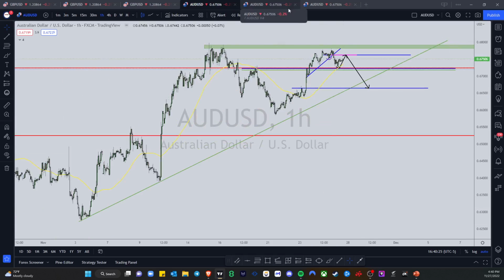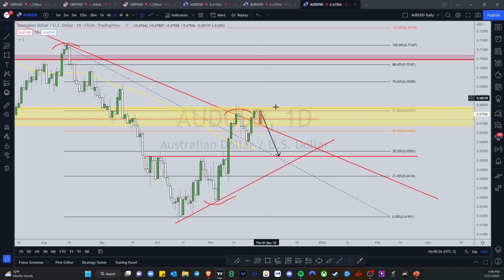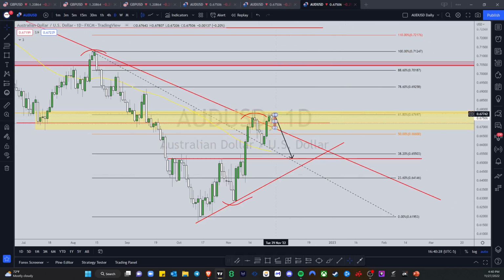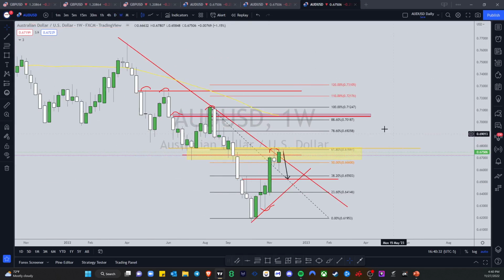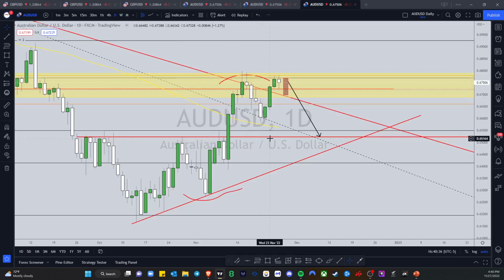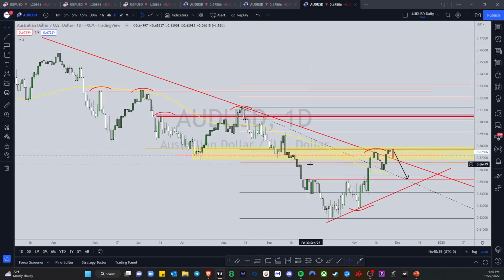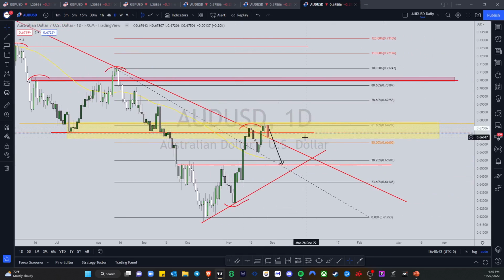Overall bias is bearish on AU, right? Weekly is also bearish, right? Weekly is bearish. Daily is also bearish because it has not broken a structure, like a fib level structure, yet.